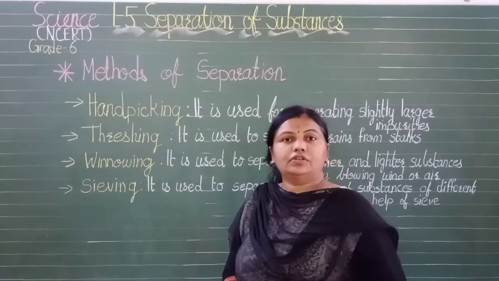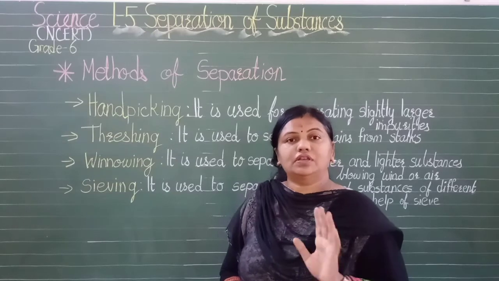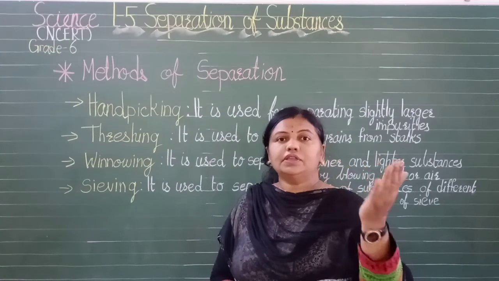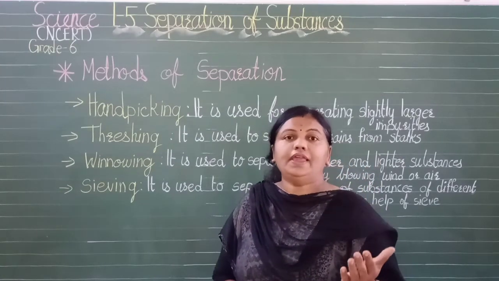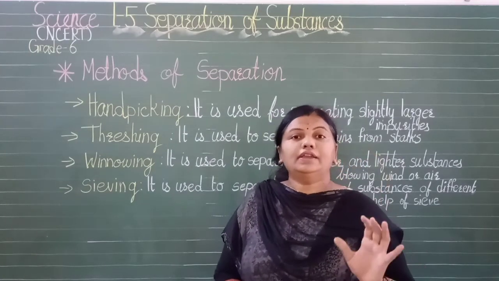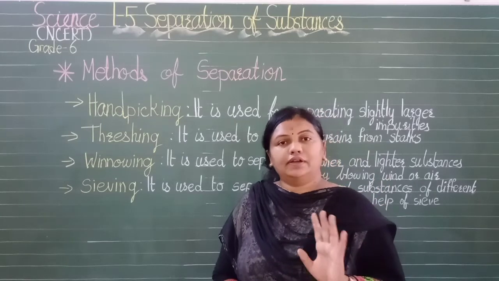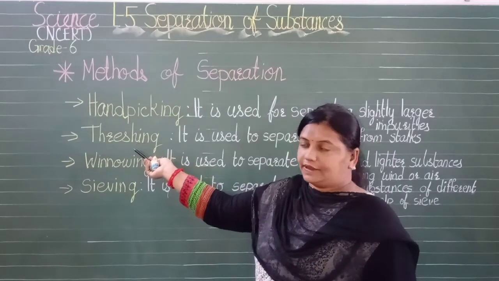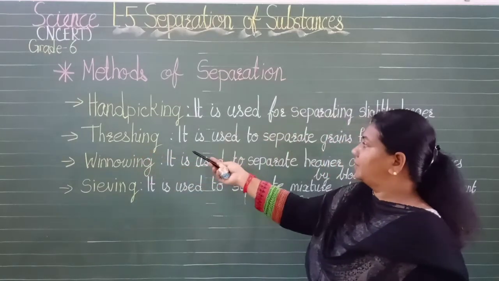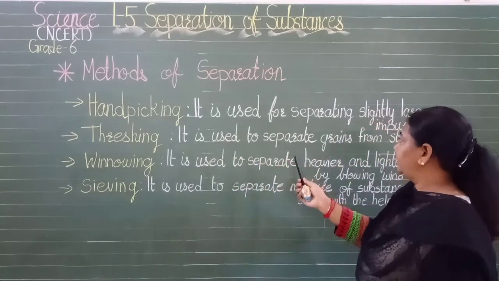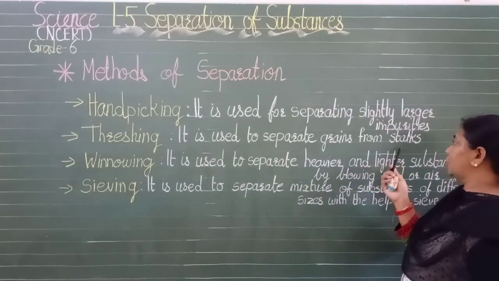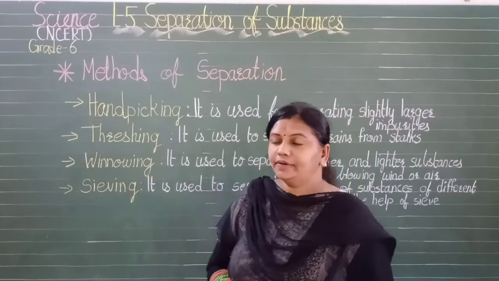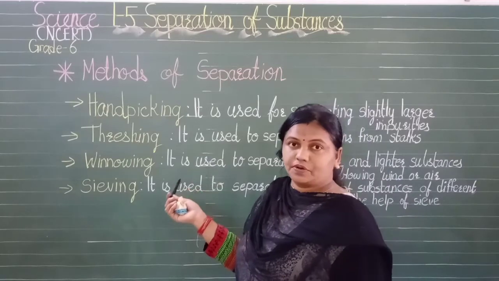If you take one cone, it contains many pieces of corn. Take one whole corn cob of makai, and how many corns it contains. In the same way, if you take a stalk, it contains many grains and it is separated by the process of threshing. So threshing is the process to separate grains from stalks. Here hand picking is not possible. Clear? Threshing is the best process.